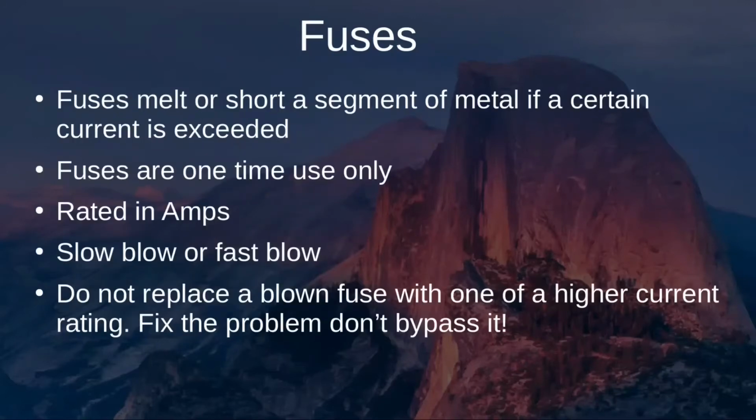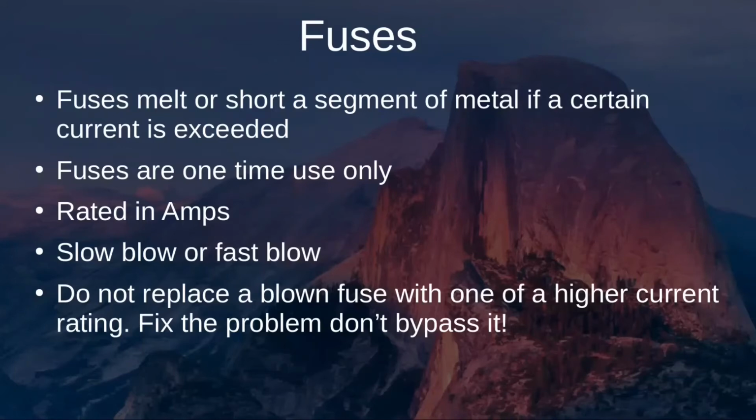Fuses are an example of circuit protection. Fuses are one-time use, so if the fuse is used or blows, that's it. You need to replace it with another fuse. Essentially, a fuse is composed of a segment of metal, and if a certain value of current is exceeded, that metal will melt, creating an open circuit or a break in the circuit where electricity and current cannot flow through that.